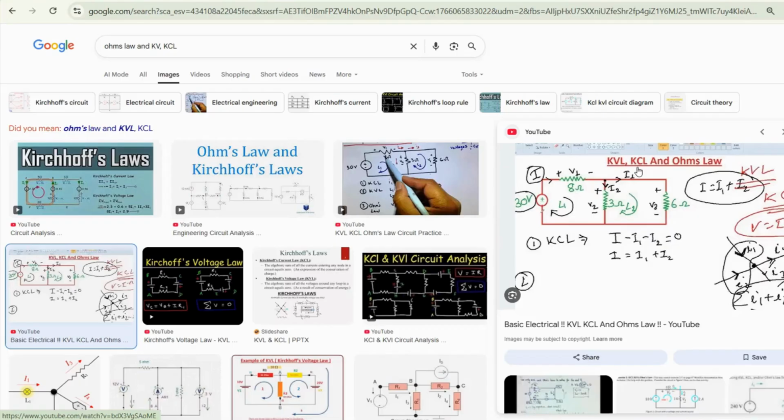Now we'll try to understand the meaning of KVL and KCL. KVL is Kirchhoff's voltage law. KCL is Kirchhoff's current law. One is the voltage law, one is the current law, proposed by Kirchhoff, the name of a scientist. First, we'll try to understand the meaning of Kirchhoff's current law. What does it state?